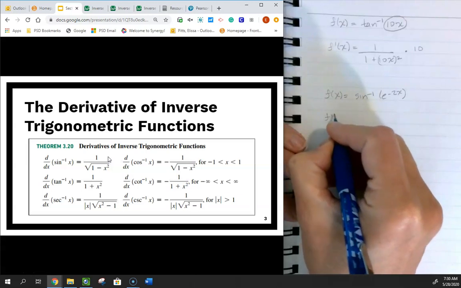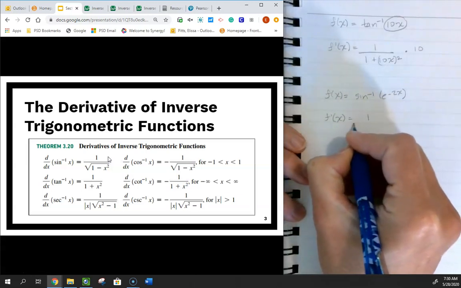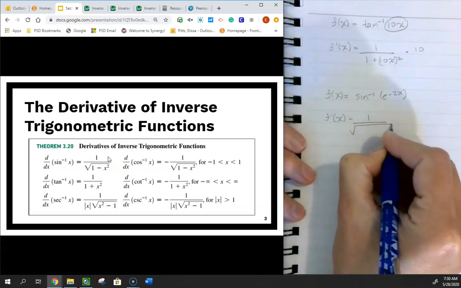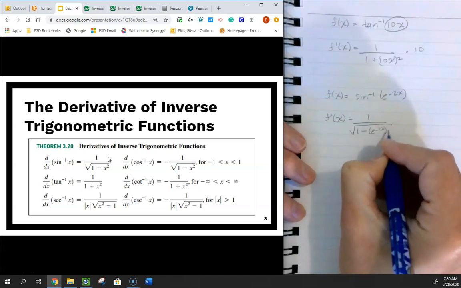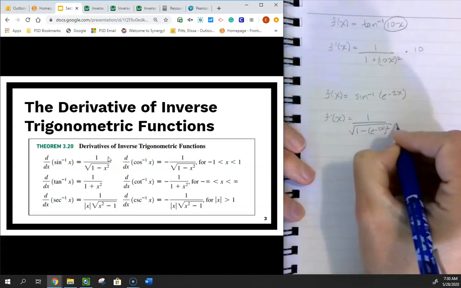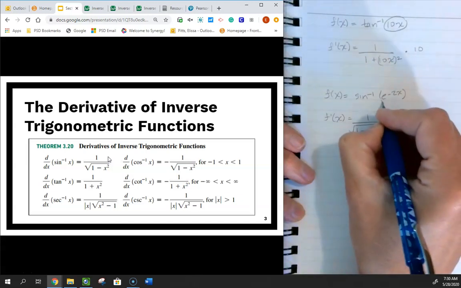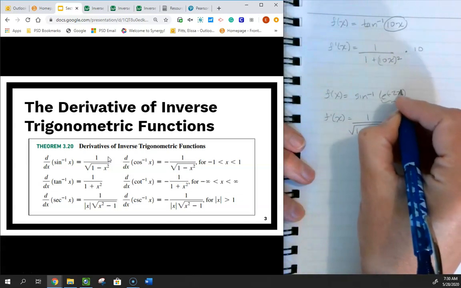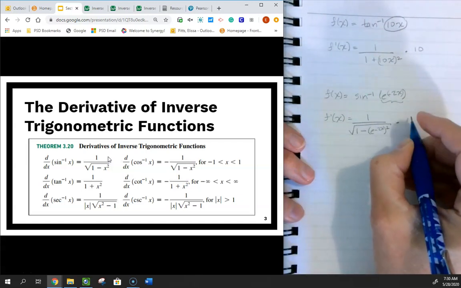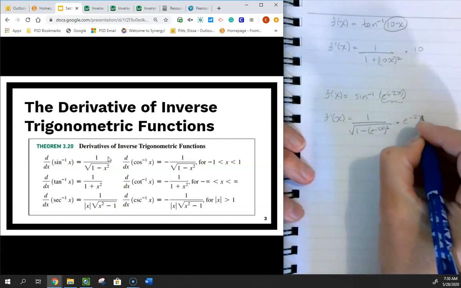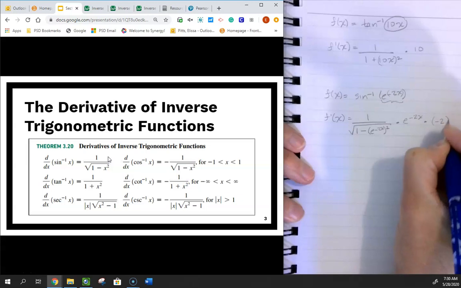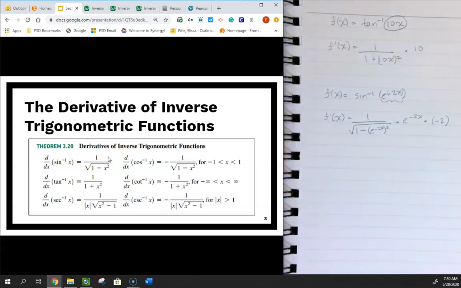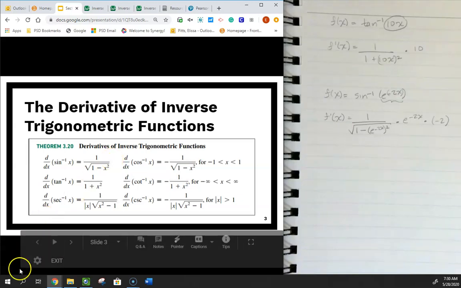So I get f prime of x equals 1 over the square root of 1 minus e to the negative 2x squared, times the derivative of e to the negative 2x. We're going to have to use the chain rule again with that. The derivative of e to the negative 2x is e to the negative 2x, and then we need to multiply times the derivative of the inside of that, which is negative 2. I'm not going to do the algebra to simplify these. You can do that algebra when you are working your problems.